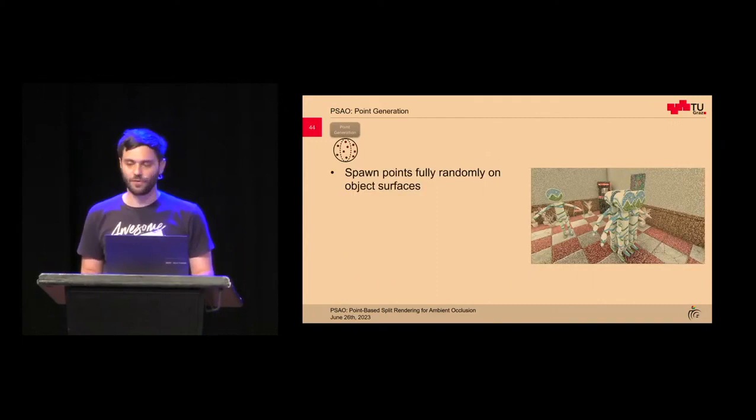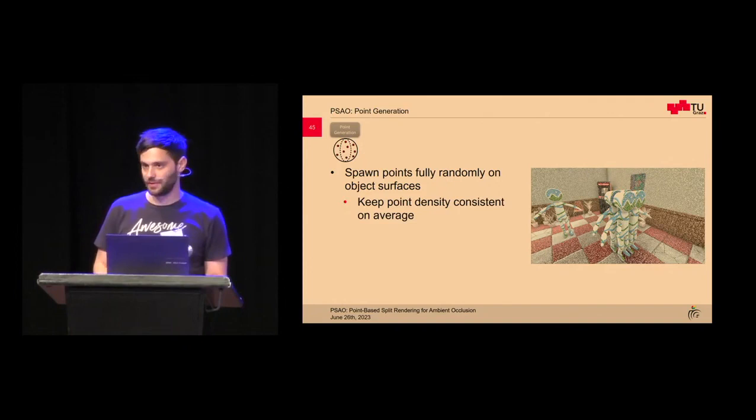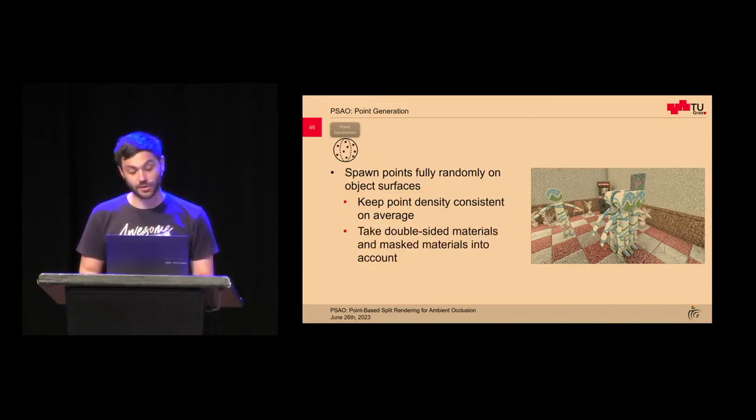For our point generation system, we first spawn points fully randomly on object surfaces. We do this on the GPU, so it's quite fast. And we keep the point density consistent on average. We just have a scaling factor that decides how many points we want to use per unit area. And we also take double-sided materials and mask materials into account so that we don't spawn points there.